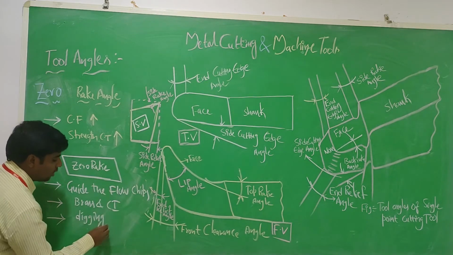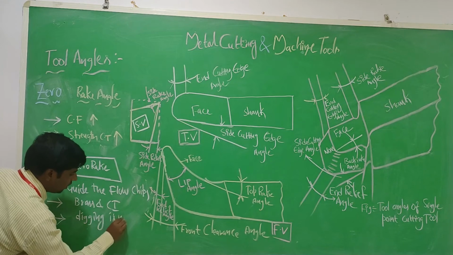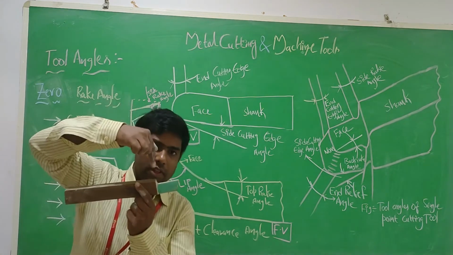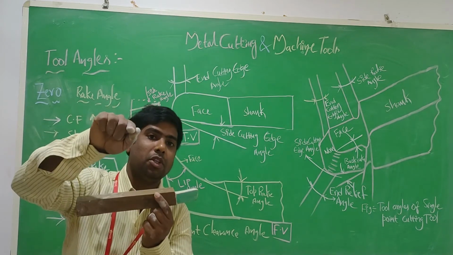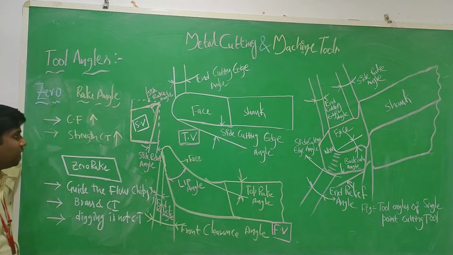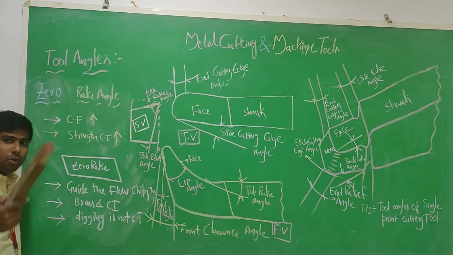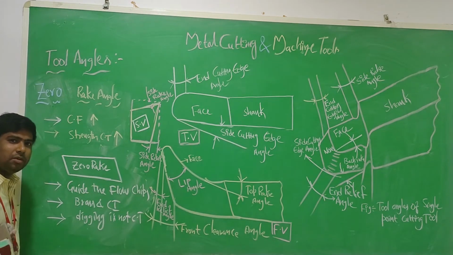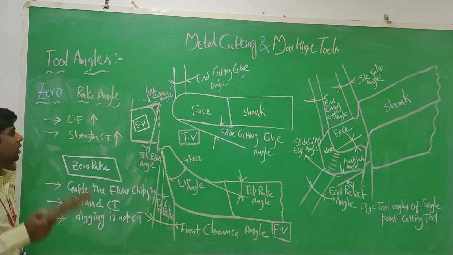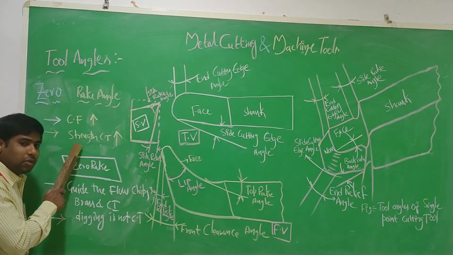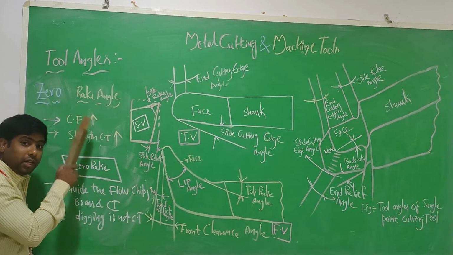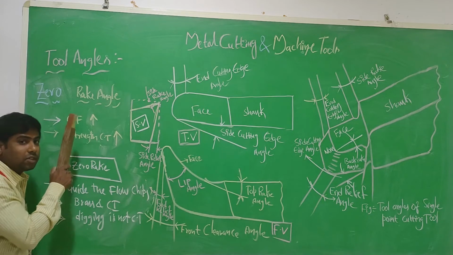Digging is not possible in a cutting tool. Digging means the cutting tool digging into the workpiece, which is not possible with a zero rake angle. Once again, friends, zero rake angle means there is no inclination between the cutting edge and the face of the tool. With a zero rake angle, the strength of the cutting tool is increased and the cutting forces are increased, but compared to a negative rake angle, the strength and the cutting forces are less.